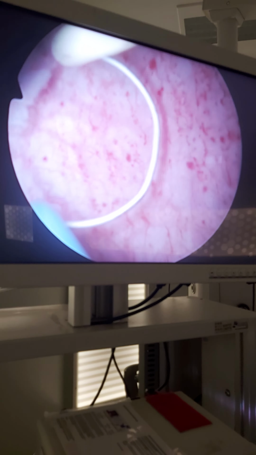Okay. There is a lot of discharge in the vagina. We are cleaning them. And the cervix seems completely healthy. This is good. Let me see it.